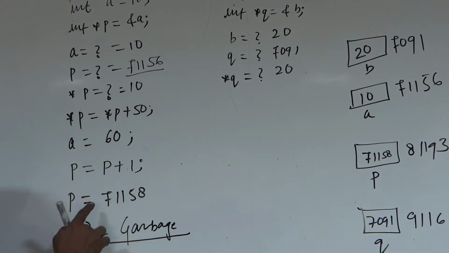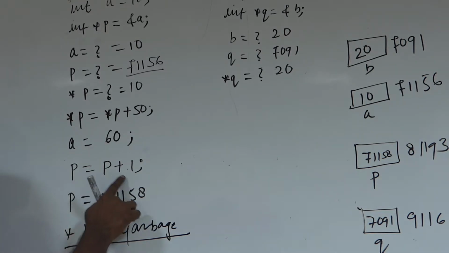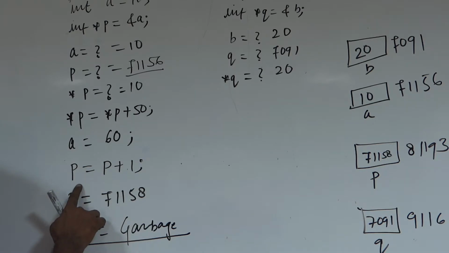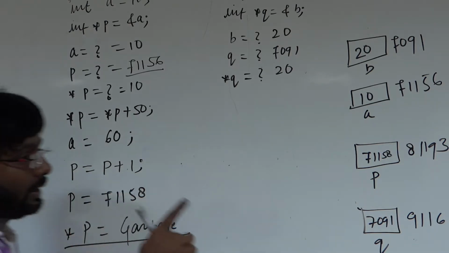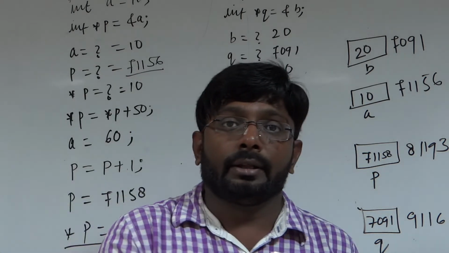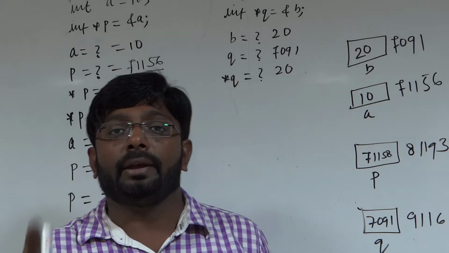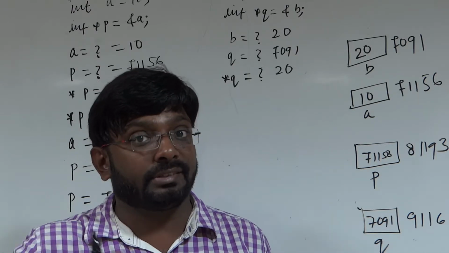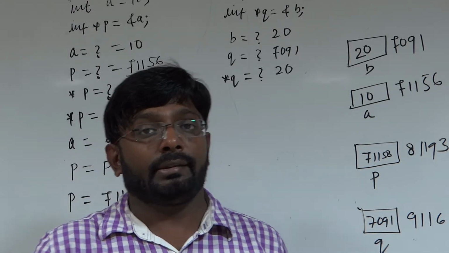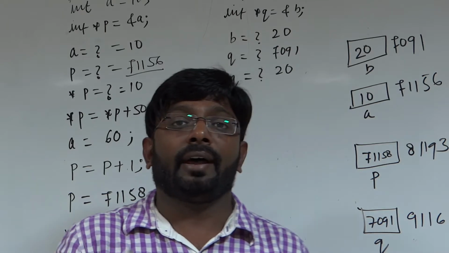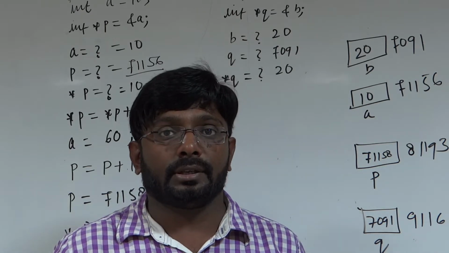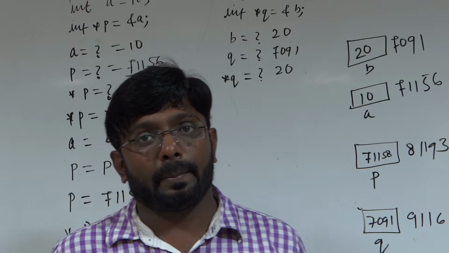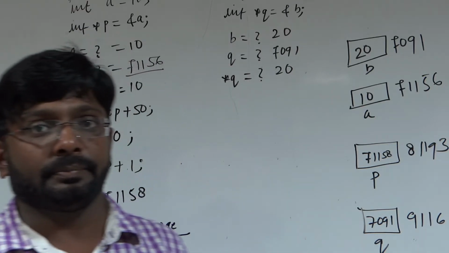because when I add 1 to the pointer variable, its memory location is shifted by 2 bytes. And when we change the memory location and then I try to print the value present at that memory location, that could be anything, right?